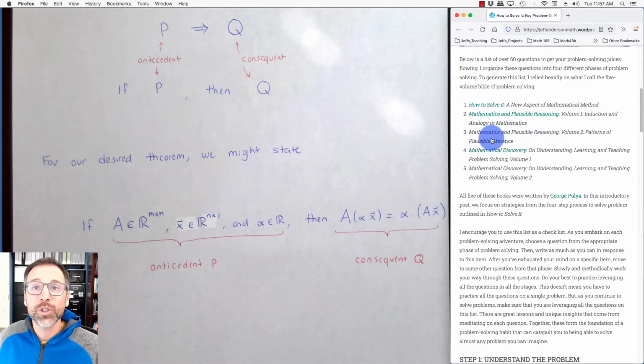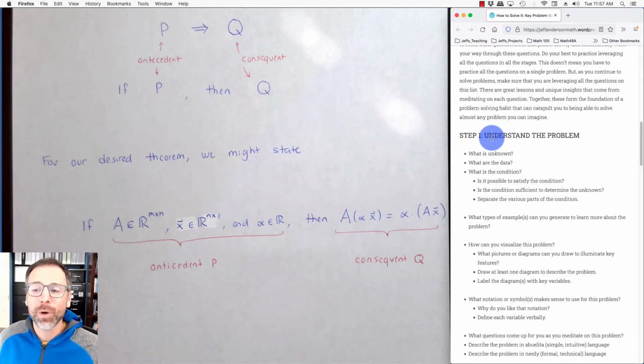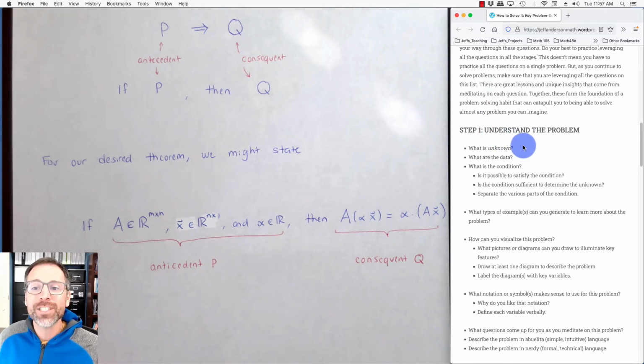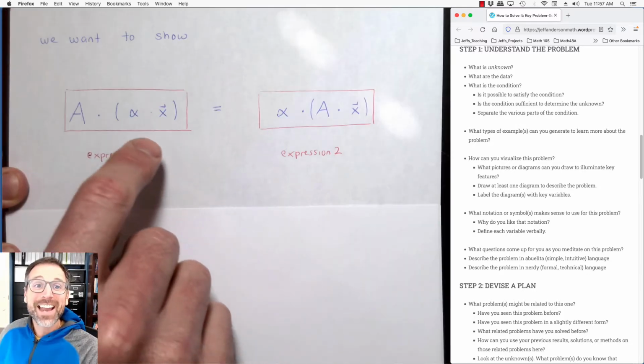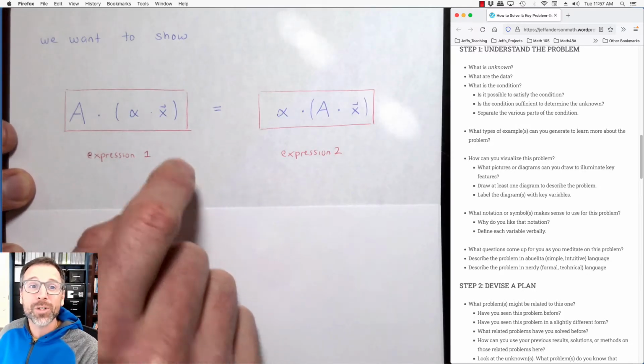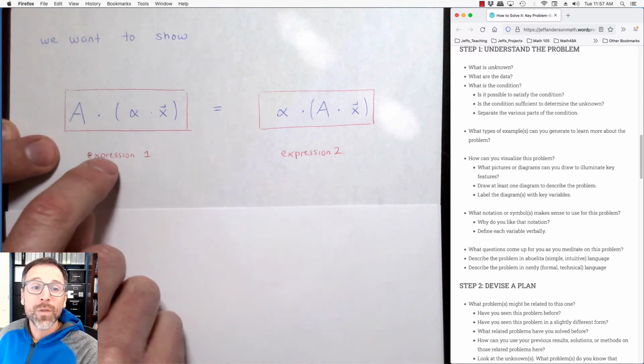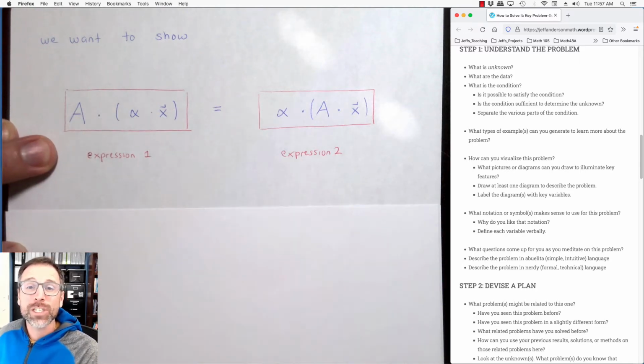In this case, we'll focus on understanding the problem. Let's separate the consequent Q into various sub-pieces or sub-parts and analyze each one individually. To that end, when we assume P to be true and we want to show Q, what we really want to do is show that expression 1 is equal to expression 2.